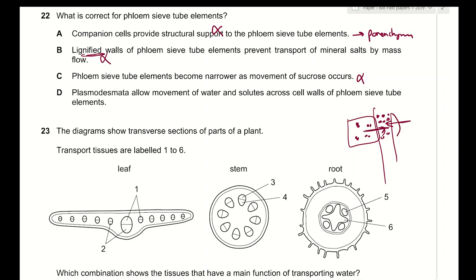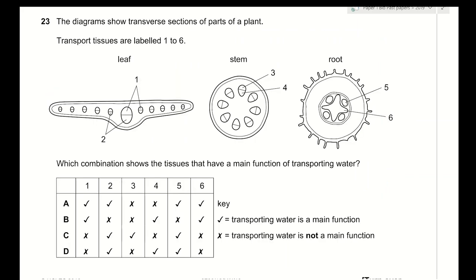So actually, it does expand. It does not become narrower. Therefore, this is incorrect for D. Plasmodesmata allow movement of water and solutes across cell walls of phloem sieve tube elements. Now, this is correct. The companion cell moves sucrose into the phloem sieve tube elements through the plasmodesmata. Therefore, this is correct, and the answer is going to be question number 23.